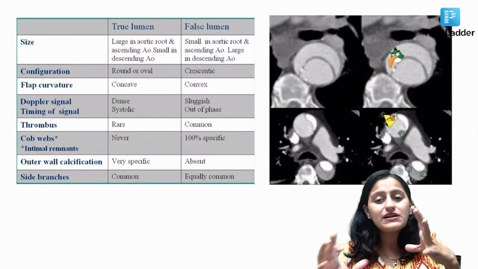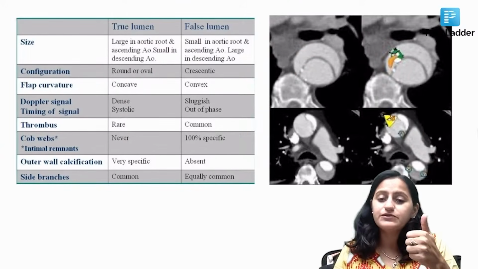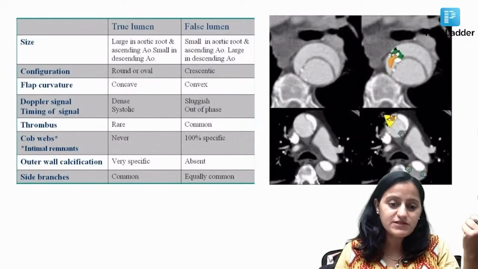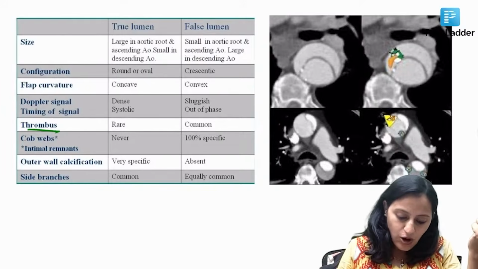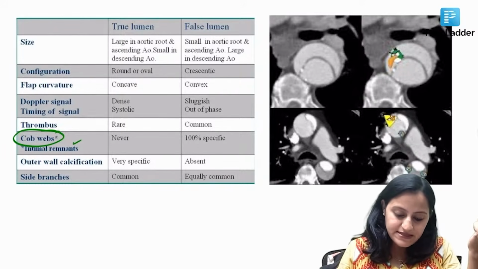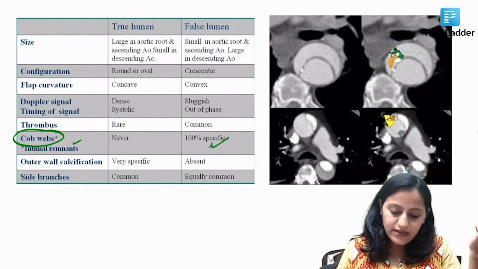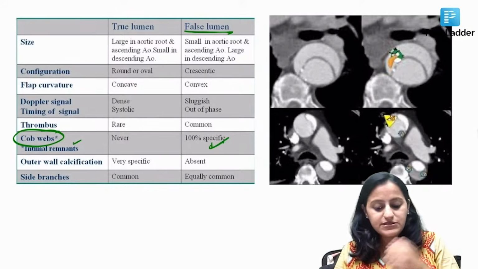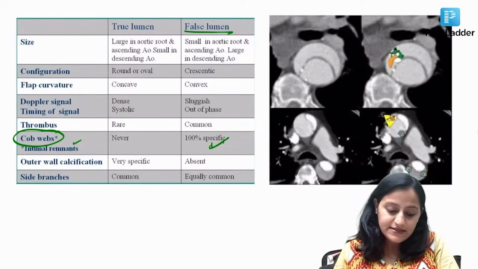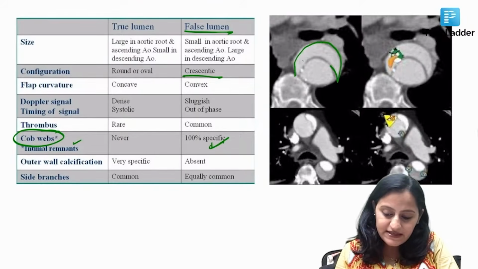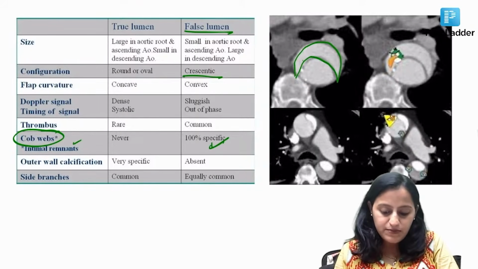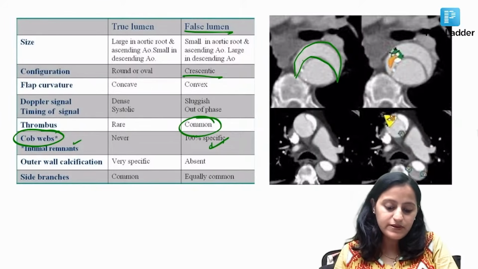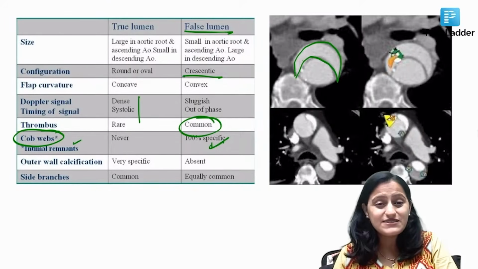The false lumen will have comparatively slow flow, so the cobweb formation and thrombus formation is more. The cobwebs, that is intimal remnants, are going to be more in the false lumen, and so is the thrombosis, right? Is this clear with everyone? The false lumen is more crescentic in shape like this, and thrombus is more common, cobweb is more common. True lumen will have a dense systolic flow.